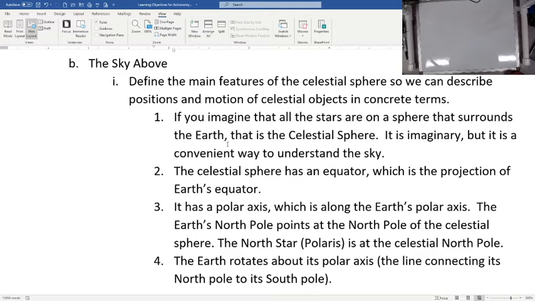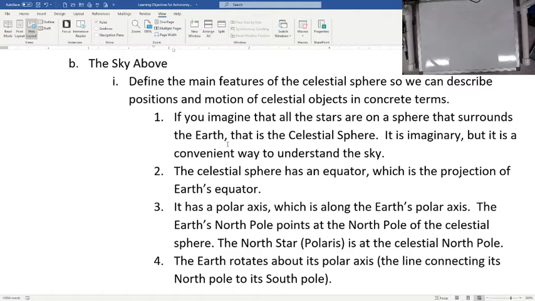It's of course imaginary, but we still use it and talk about it as a convenient way of identifying regions of the sky. As we'll talk about later, we divide it into constellations so that we can talk about different regions of the sky. You'll hear the phrase, oh, there's a comet in the constellation Orion, and that tells you where to look for the comet. The celestial sphere has an equator, which is a projection of the Earth's equator.